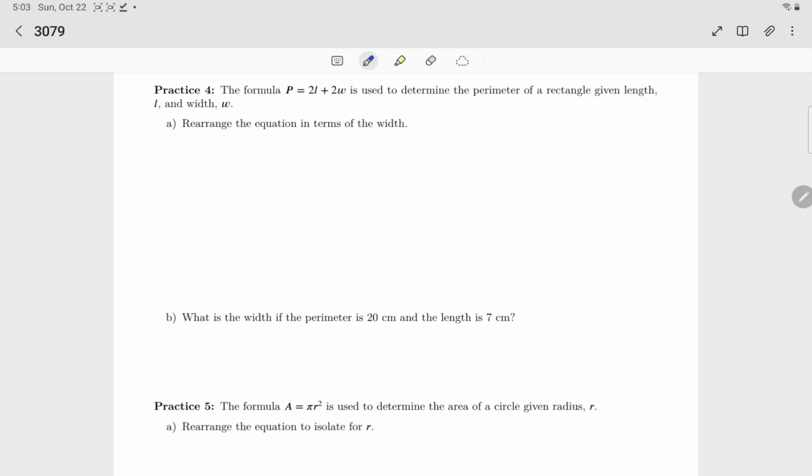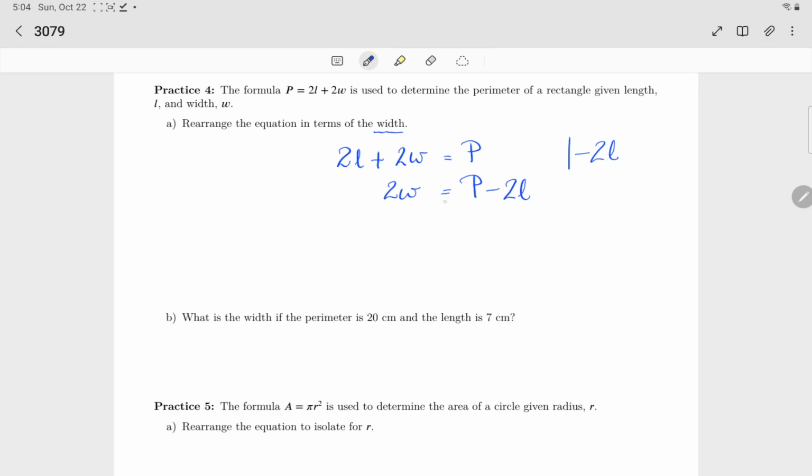Next, we have the perimeter of the rectangle. Perimeter equals 2 times length plus 2 times width. We want to rearrange the equation to get W. We're going to switch the sides. 2L plus 2W equals perimeter. And we want to keep W on the left side, but move L to the other side, so we have to subtract 2L from both sides. This will leave 2W on the left side and perimeter minus 2L on the right side.